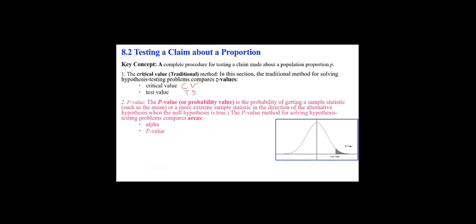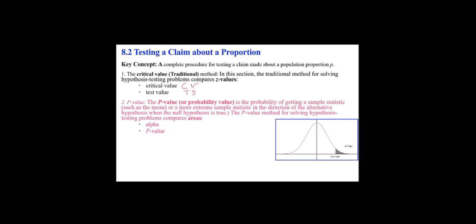So testing a claim about the proportion, we've already started it. A complete procedure for testing a claim made about the population proportion is discussed here. Number 1, the critical value or the traditional method. We've already seen that in this section. The traditional method for solving hypothesis testing compares z-values for CV, the critical value, and TS, the test statistic. Comparison of two numbers.